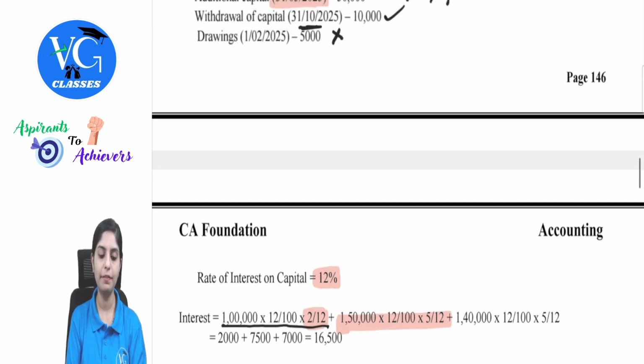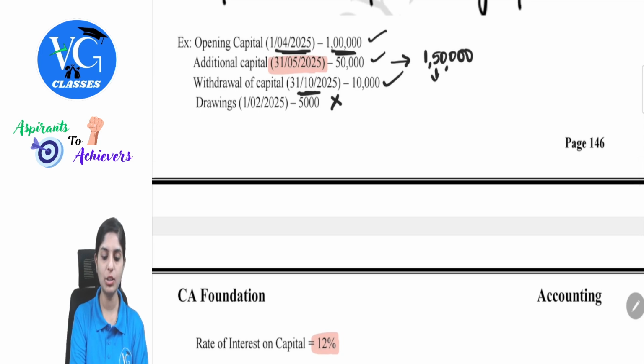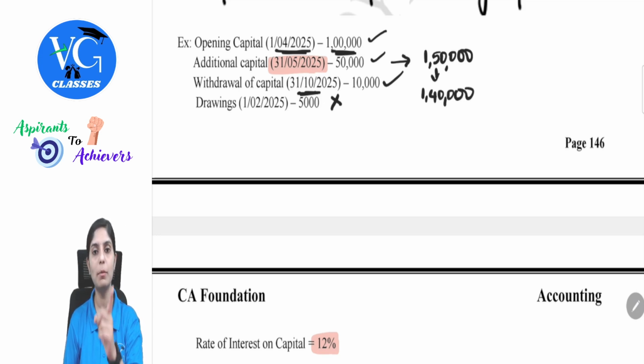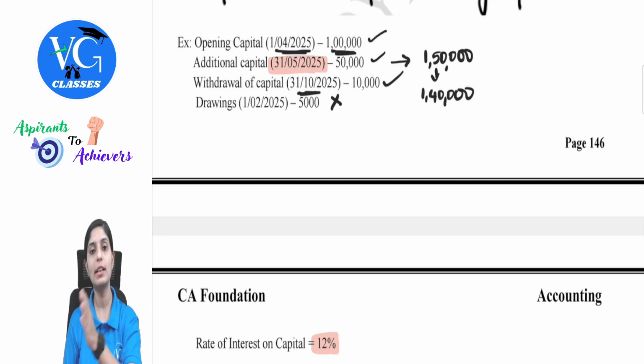Plus, after 31st October, there was a withdrawal. So the balance changed to 1 lakh 40,000 because 10,000 was withdrawn. This was present in the business for how long? Remember, we are ignoring drawings because until and unless it is specified, we will assume it to be drawings against profit. So there is no impact with respect to that here.